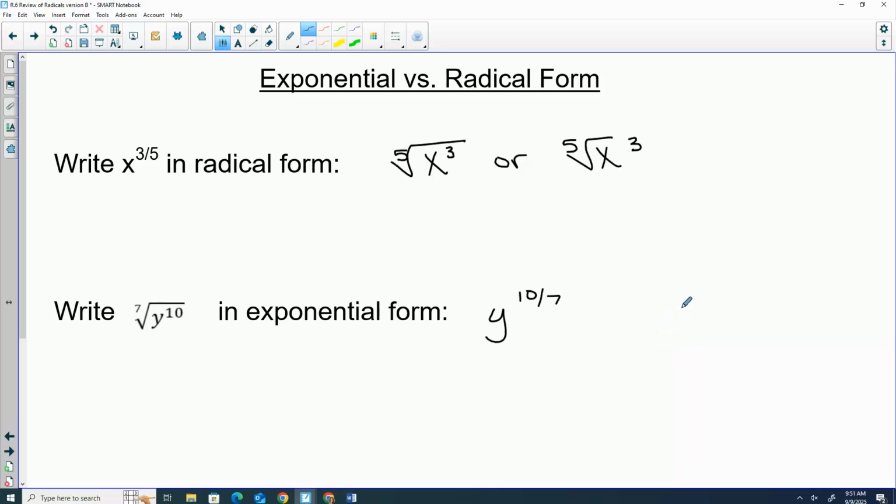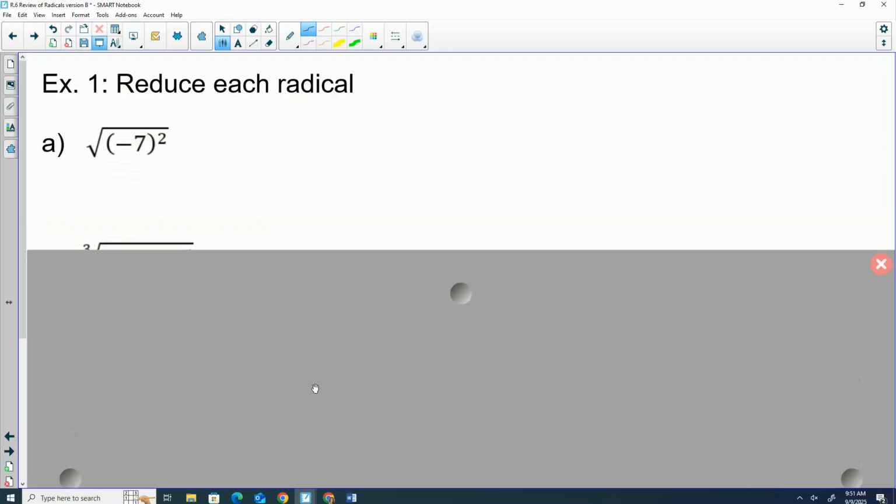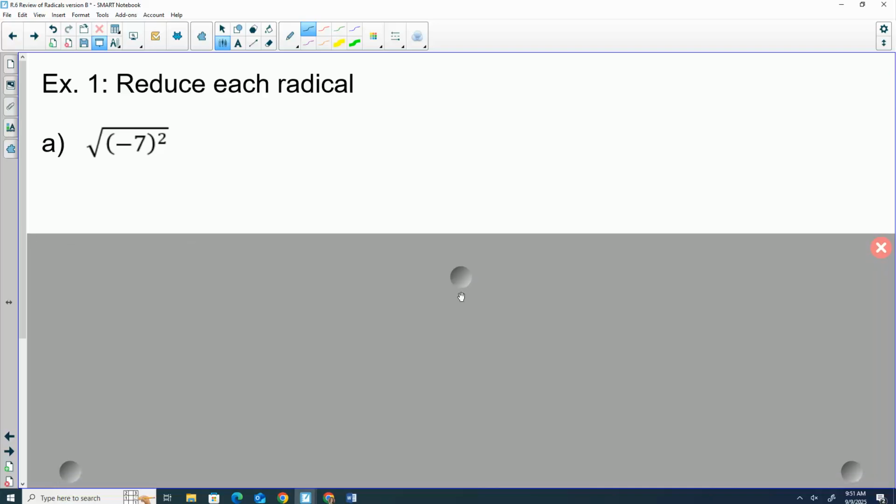So let's start reducing some radicals. If I ask you to simplify the square root of -7 squared, you have to be a little bit careful because a square root and a square cancel each other, but the answer is not -7. If I did my exponent, -7 squared is what? 49. And the square root of 49 is 7. So the number that comes out of the square root is positive.